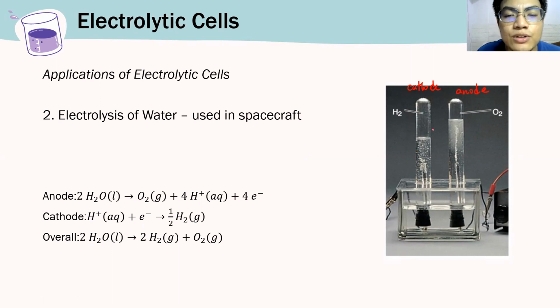Take note of the volumes of hydrogen and oxygen gas that, as you can see, the volume of hydrogen gas is twice as many as the volume of oxygen gas. Why is that? That is because of the stoichiometry. According to this equation, the overall equation for the electrolysis of water, when you electrolyze 2 moles of water, it will produce 2 moles of hydrogen gas and only 1 mole of oxygen gas. It means you will get twice as many hydrogen gas than the oxygen gas.